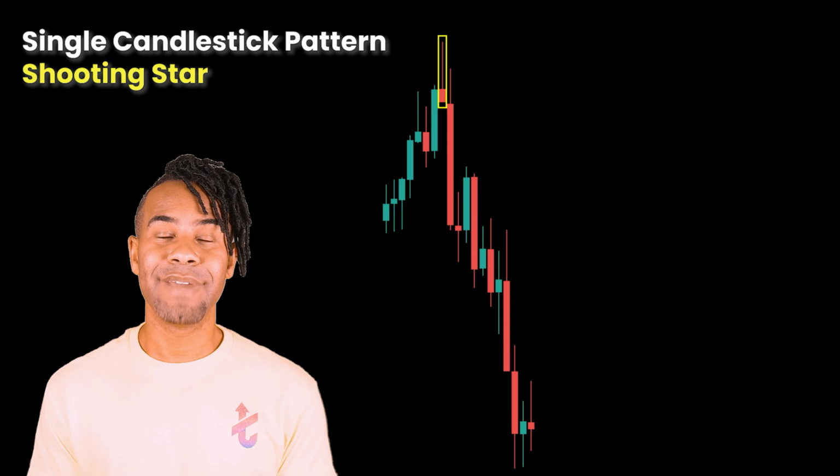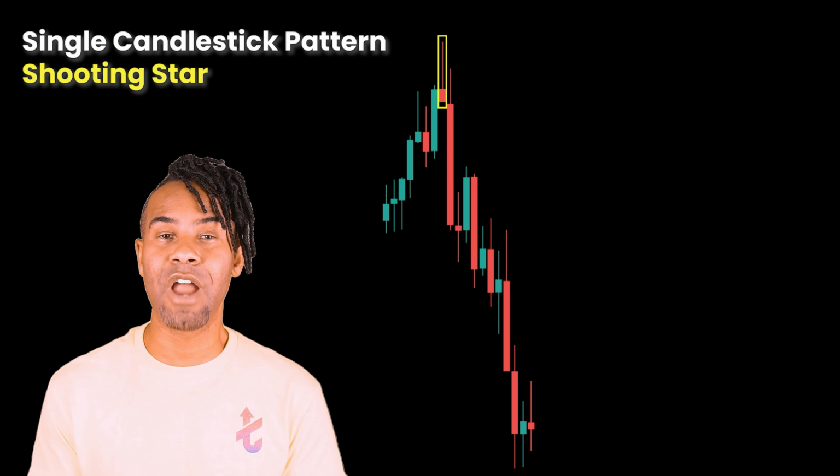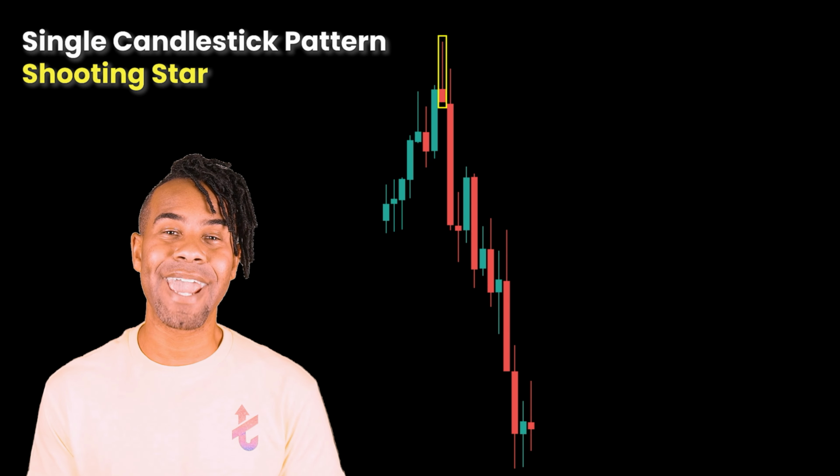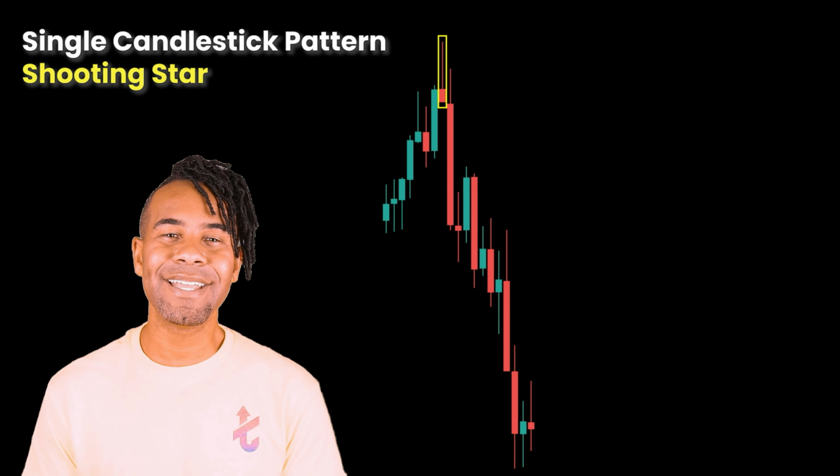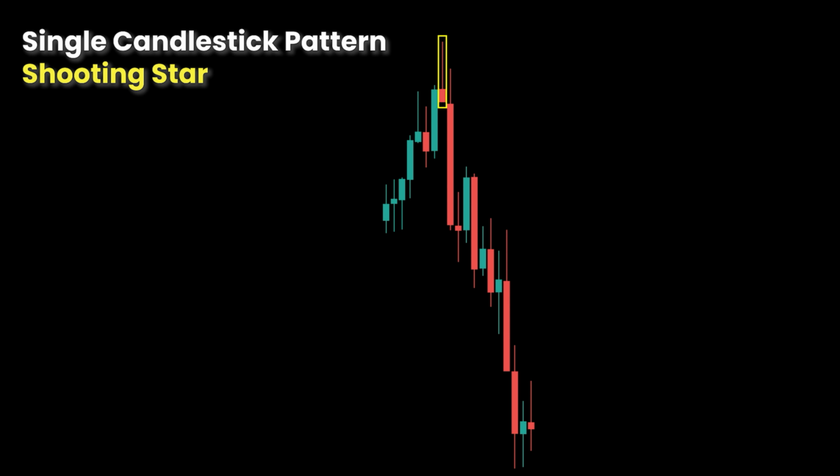The shooting star pattern is a bearish reversal pattern formed after an uptrend. It's characterized by a single candle with a small body located at the bottom of a long upper wick. The body of the shooting star is small and can be bullish or bearish. The color of the body is not as significant as the position and length of the wick. The most distinctive feature of a shooting star is its long upper wick, which extends well above the body. This long upper wick represents a failed attempt by buyers to push the price higher. Sellers rejected the higher price and pushed price lower.